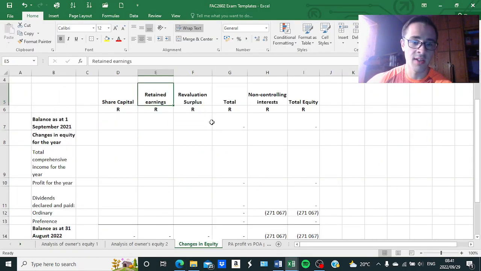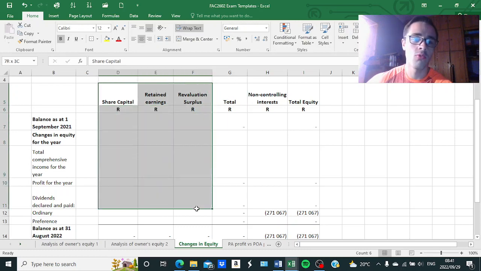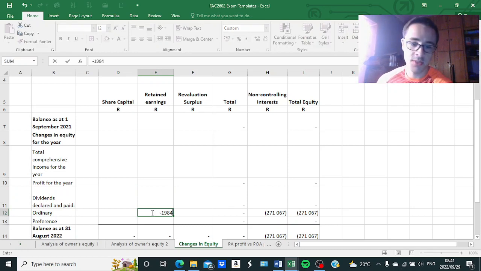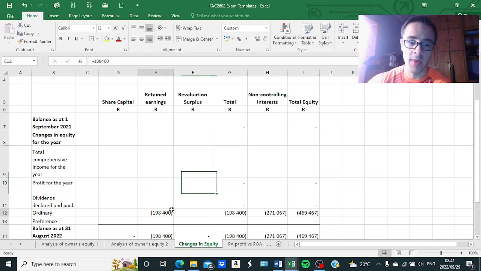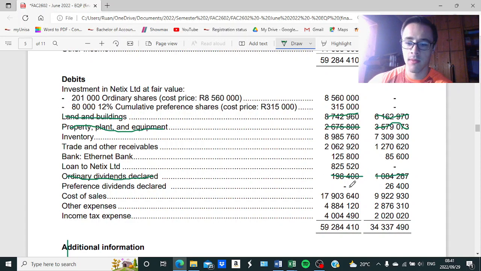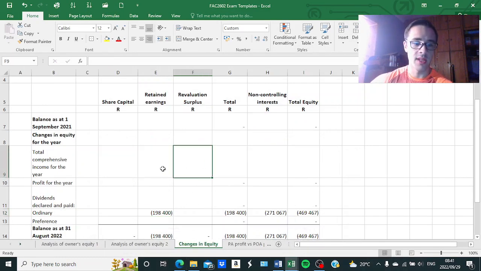It will be subtracted from retained earnings, because remember, this section right here will pertain to the parent, the equity attributable to owners of the parent. So in your retained earnings column, you need to show the amount of dividends paid by the parent as a negative amount, because we subtracted 198,400 from retained earnings. We include it in full because it pertains to the parent. All of the parent's items must be included in the group's financial statements, as I've also indicated in the previous lesson. Okay, so we have addressed the ordinary dividends.